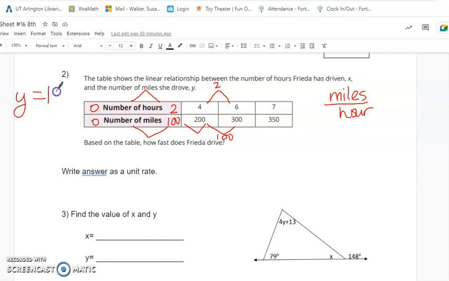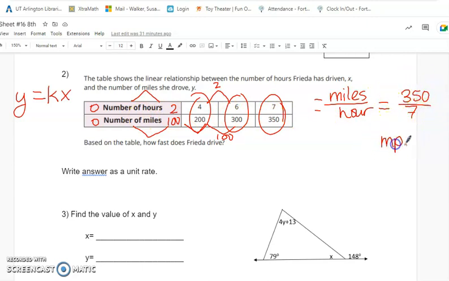So y equals kx. And basically we're wanting miles per hour. We can just divide miles by hours because it is proportional. It forms a constant ratio, so you can choose any one of these. I could choose this one, or this one, but I'm going to just choose this one. Miles would be 350, number of hours would be 7. You punch that into your calculator, get an answer, and that will be miles per hour.